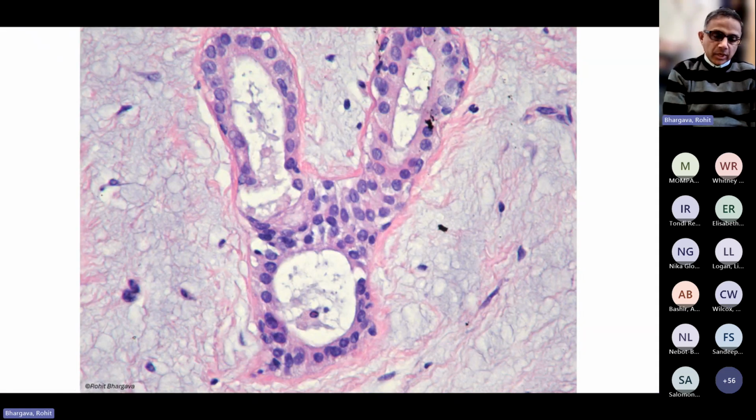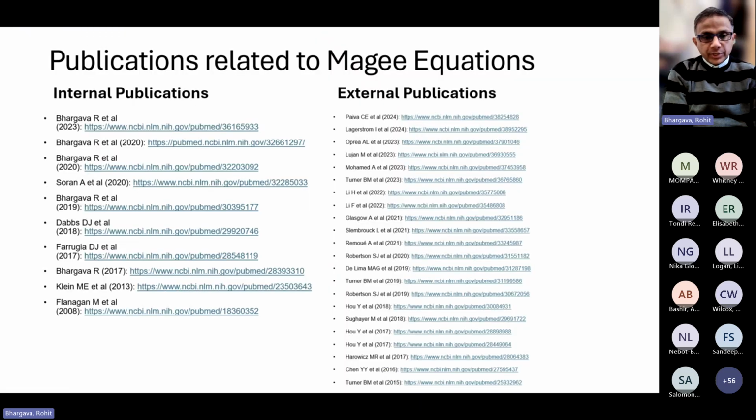So that was about the development of Magee equations. But once we developed, we noticed that there were other places who started validating. So there were many external publications. We also did some of our studies leading to the development of Magee decision algorithm. And I would like to share some of those studies.